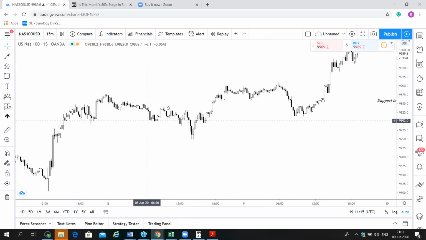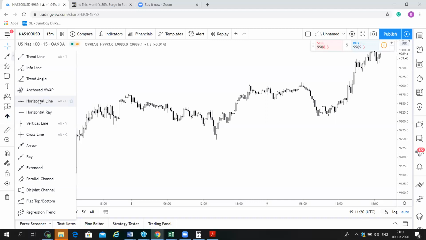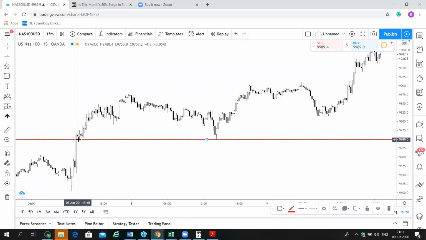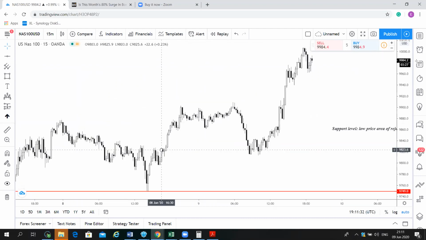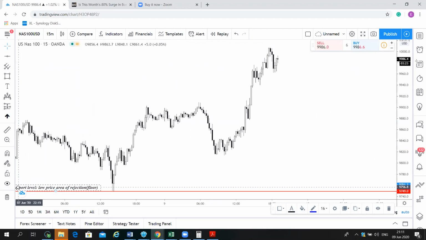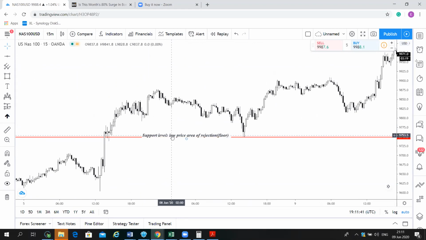Where there are two or more candlestick rejections, that forms a support. For instance, look at this area. This price here at the bottom forms a support. Next time when the price comes to that area, what does it do? It rejects. It's called a support level. That's a good representation.